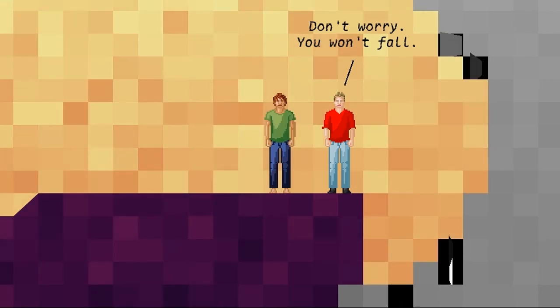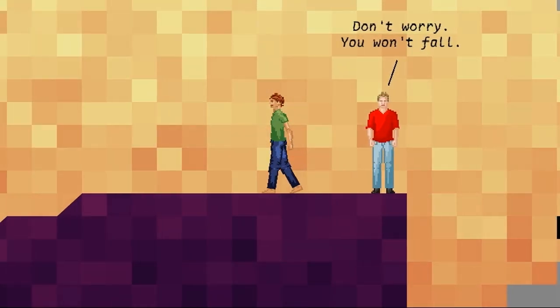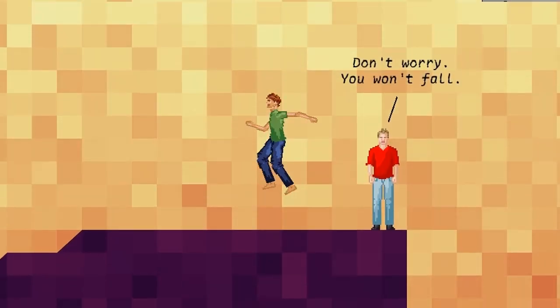Don't worry, you won't fall. I don't feel like I can trust this guy. Also, am I not wearing any shoes? There might be shoes there. It's kind of hard to say.